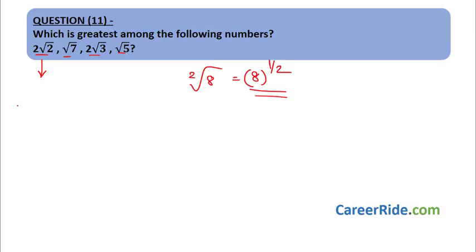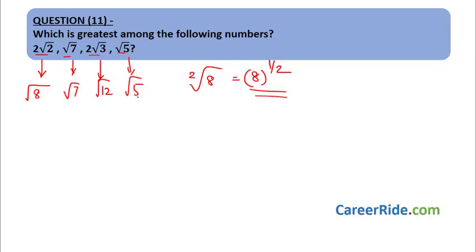This is 2 root 2. So whenever this 2 gets into this root sign, it will become square. So 2 square would be 4. So 2 root 2 can be written as root of 4 into 2, root of 8. This is root of 7. This is nothing but 2 will go inside, it will become 4. 4 3s are 12, root of 12, and this would be root of 5.